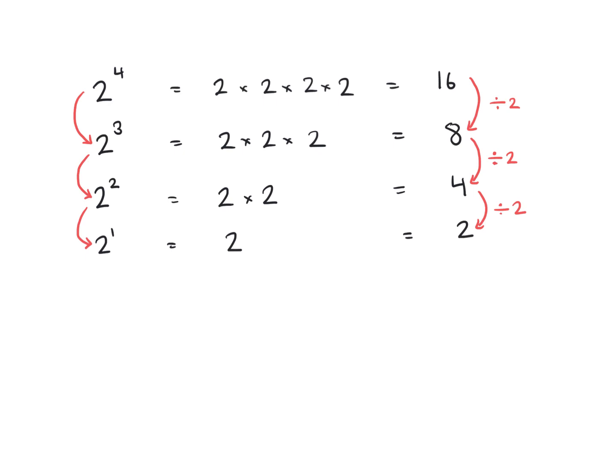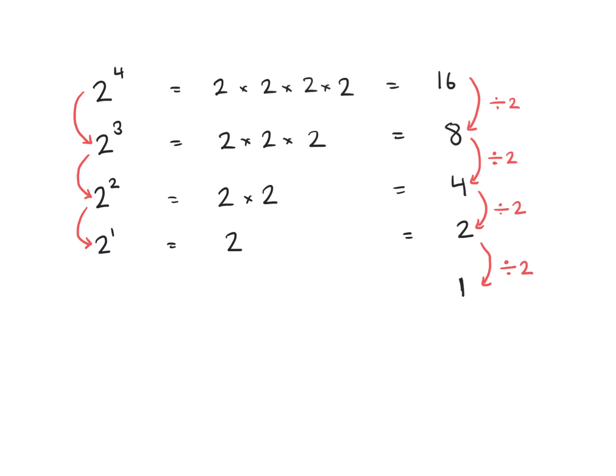So what would happen if we go down one more step? What if we try to keep going and divide by 2 again? So we're going to work our way backwards. 2 divided by 2 equals 1. So if I keep following this pattern of dividing by 2, I'm going to get down to 1.